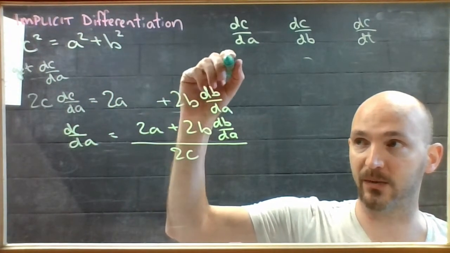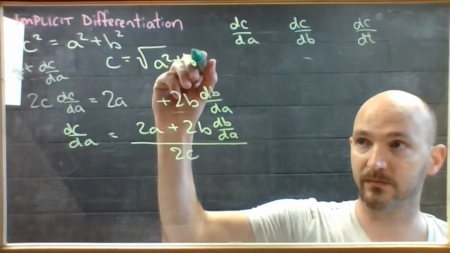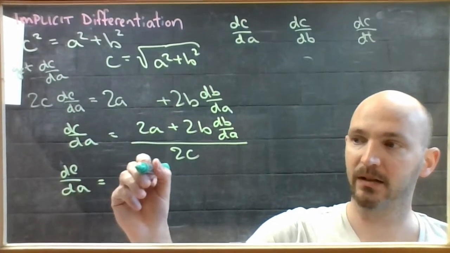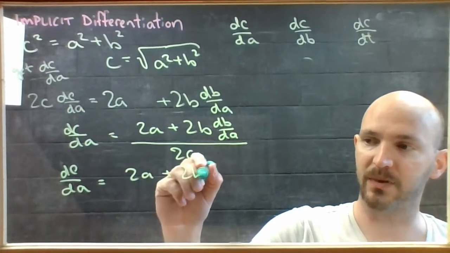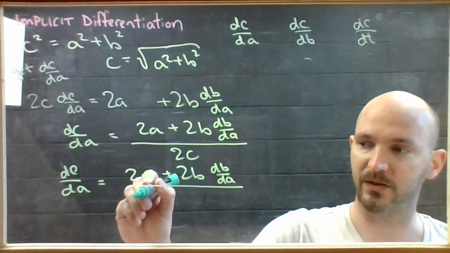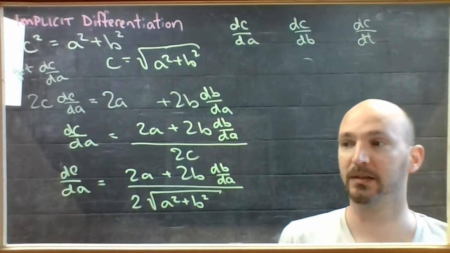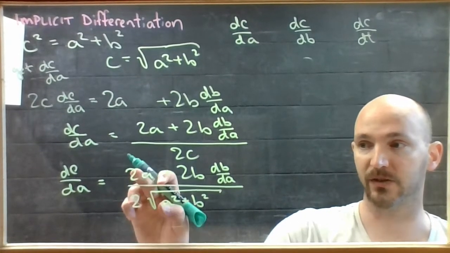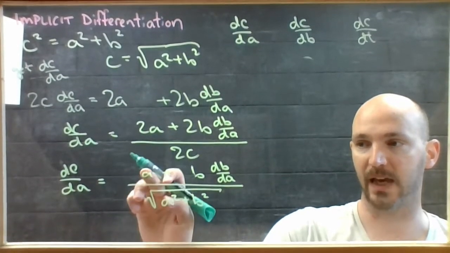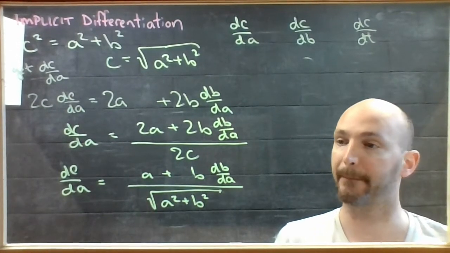So if c squared equals a squared plus b squared, then c is the square root of these things. So dc by dA would be 2a plus 2b dB by dA, over 2 times the square root of a squared plus b squared. There you go. And if you like, this divided by 2 would be a, this divided by 2 would be b dB by dA, so I can do that division and it's okay.